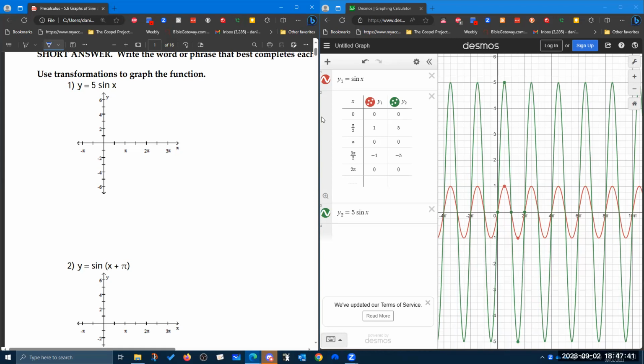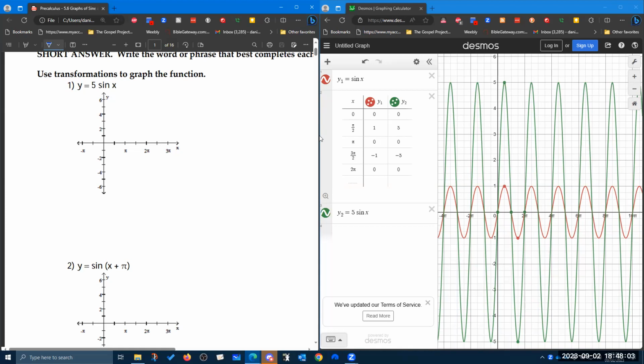Its period, or one cycle of it that we look at, starts at 0. And then at pi over 2, it has a maximum of 1. At pi, it has a 0 again. At 3 pi over 2, it has a minimum at -1. And at 2 pi, it has a 0 again, and it starts the cycle all over again.